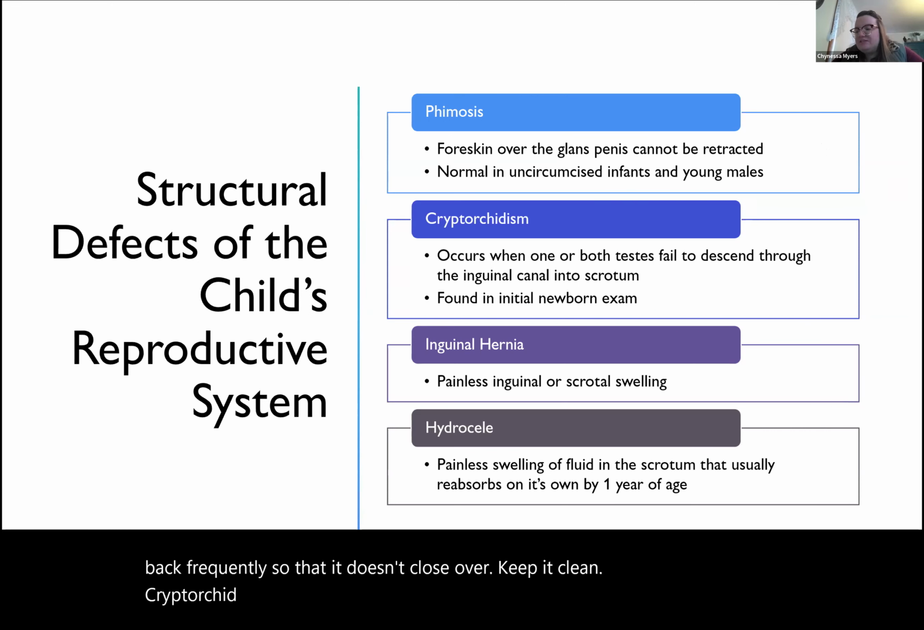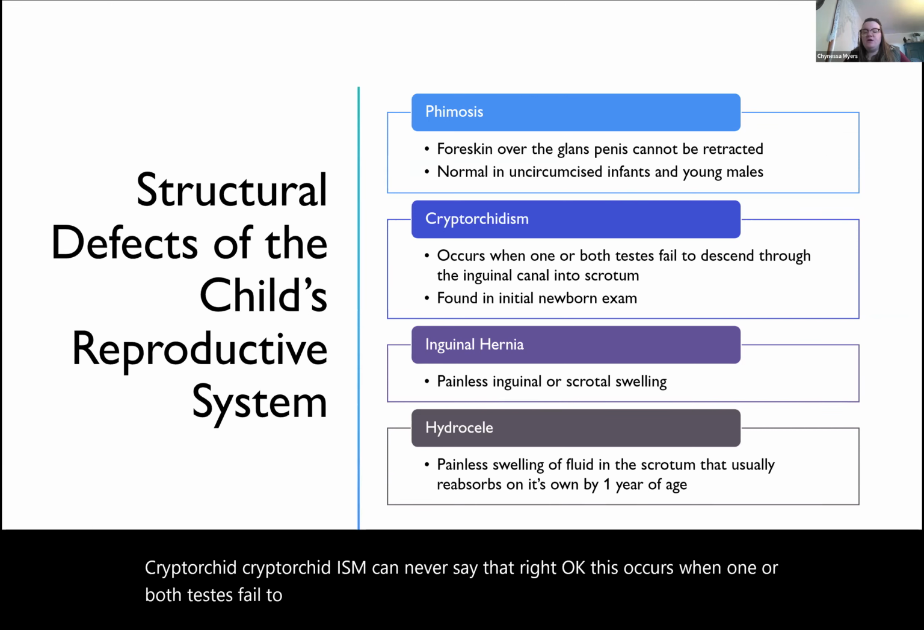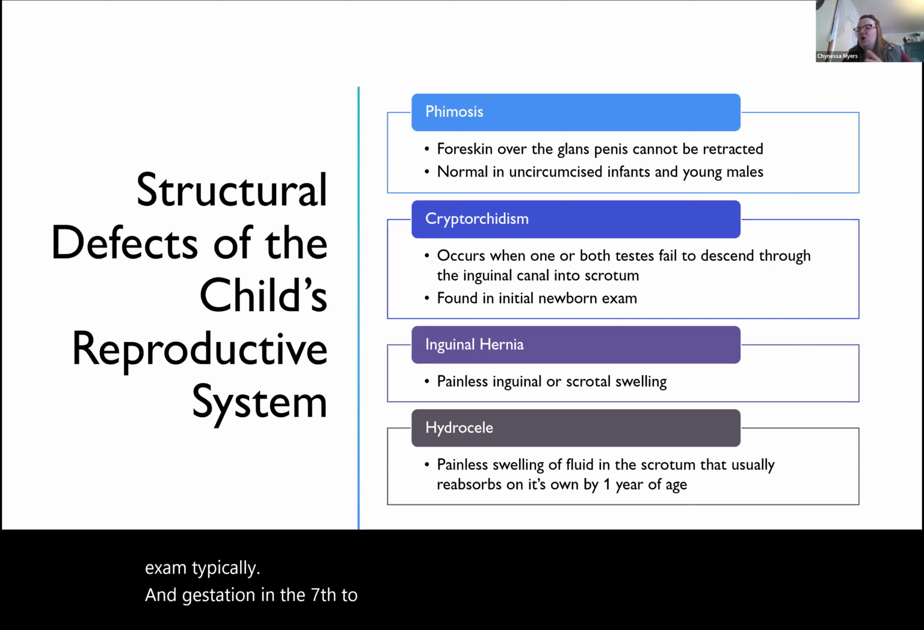Cryptorchidism, I can never say that right, okay? This occurs when one or both testes fail to descend into the scrotum, and it's found on the initial newborn exam. Typically, in gestation in the 7th to 9th month, that's when for boys, their testicles will drop into the scrotum. When they fail to do so, we end up with cryptorchidism.